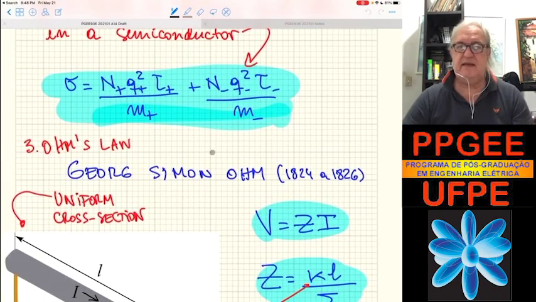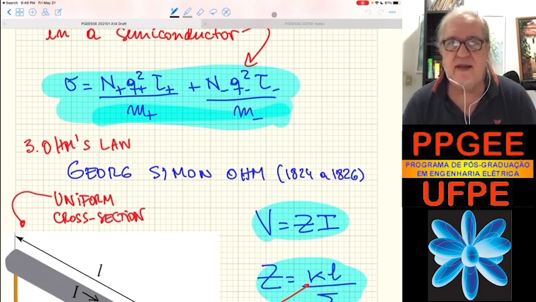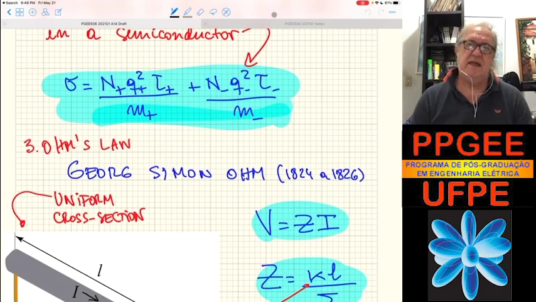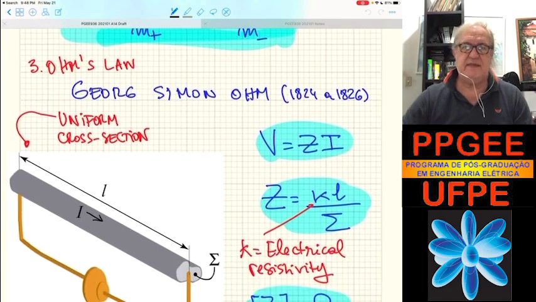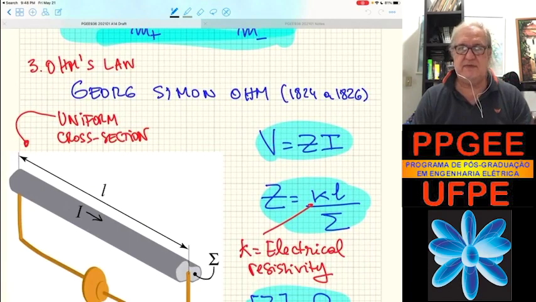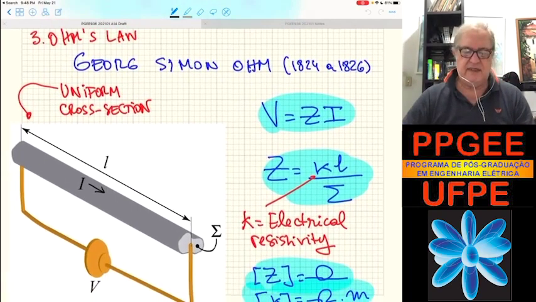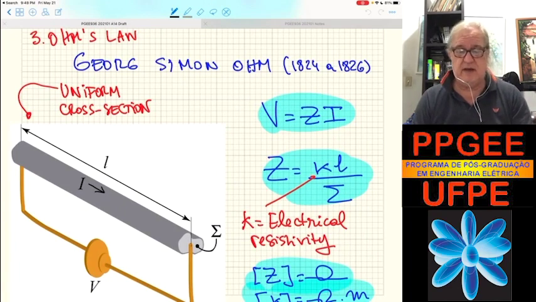Well, in between 1824 and 1826, Georg Simon Ohm made several experiments to determine the relationship between current and applied battery voltage. The battery was already being employed at that time. Alessandro Volta had developed it, and people started to make experiments with the battery.